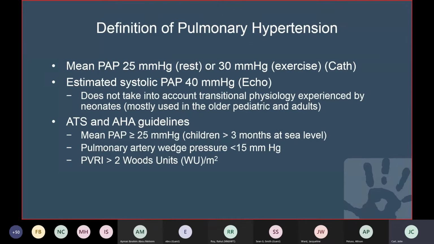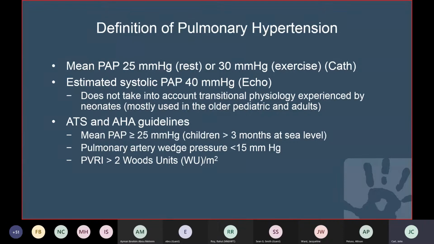So the development of pulmonary hypertension, we want to get a little bit into what the definition is, and that's a mean pulmonary artery pressure of 25 millimeters of mercury at rest, or 30 millimeters of mercury with exercise or crying or increased activity. The estimated systolic PAP is 40, done by echo, but these definitions don't necessarily take into account the transitional physiology experienced by many of our neonates. Those numbers are mostly used in the older pediatric patients.